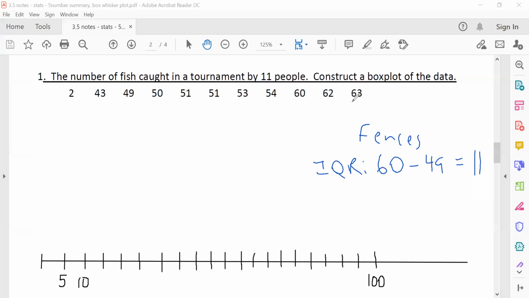So now we compute the fences. The lower fence is going to be the first quartile of 49 minus 1.5 times the IQR of 11. 1.5 times 11 is 16.5. 49 minus 16.5 is what, 32.5? So 32.5, maybe I'll label a few more points. And you can double check my math on that, but I think I'm correct.